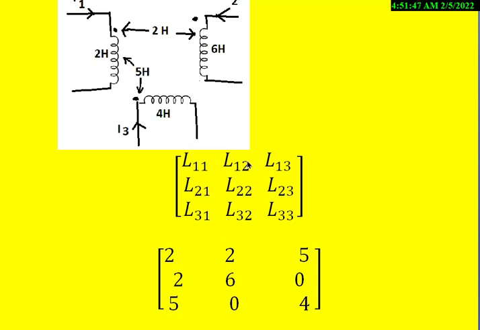Similarly, L21 is nothing but L12, so we put here 2. Then L22 means it is nothing but the self inductance of coil 2, that is 6 henries. Then L23 means the mutual inductance between the second coil and third coil. There is no mutual inductance, so put 0 here.